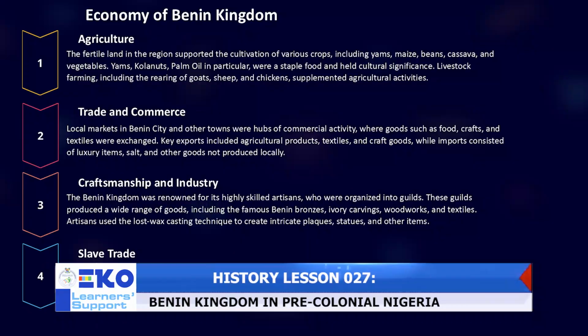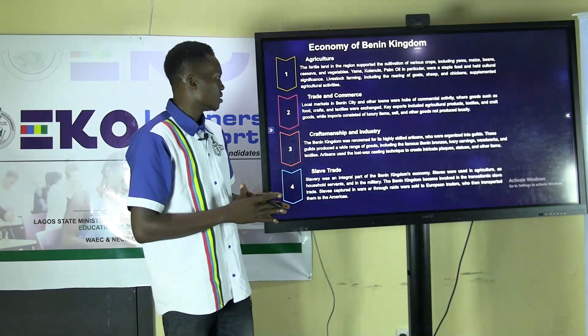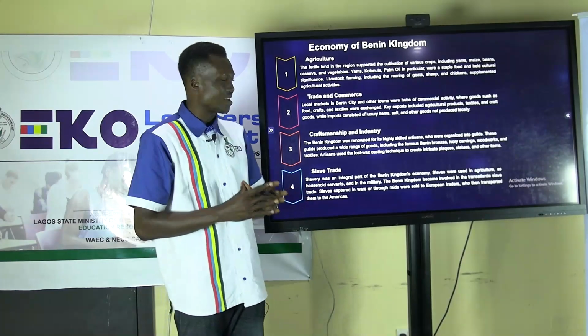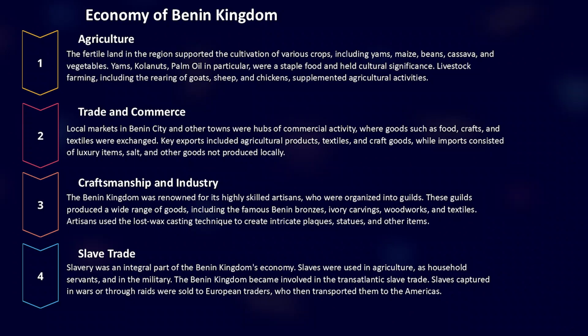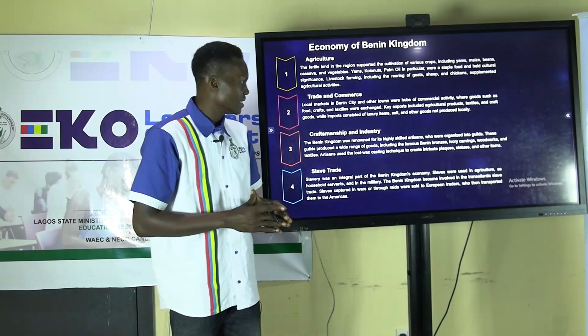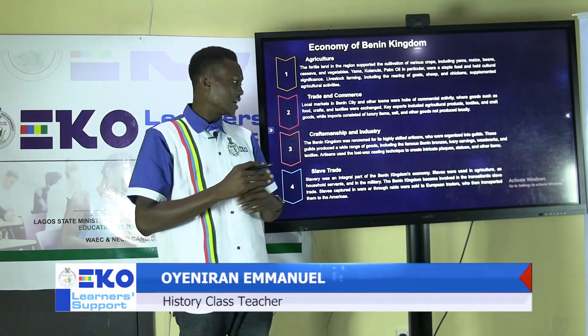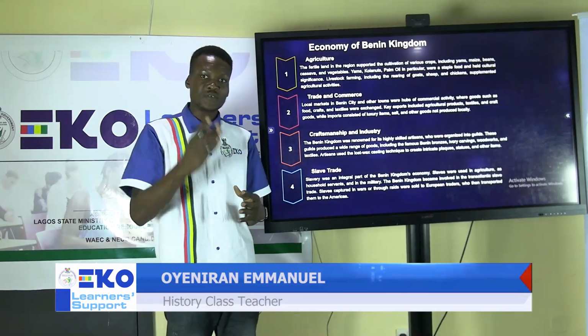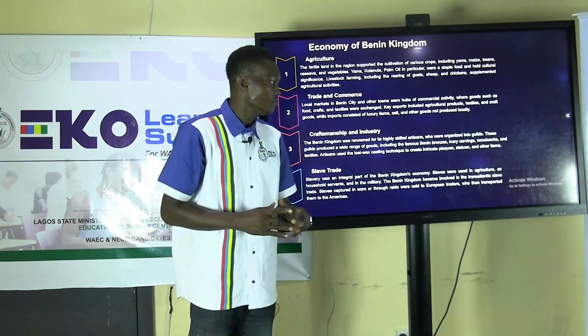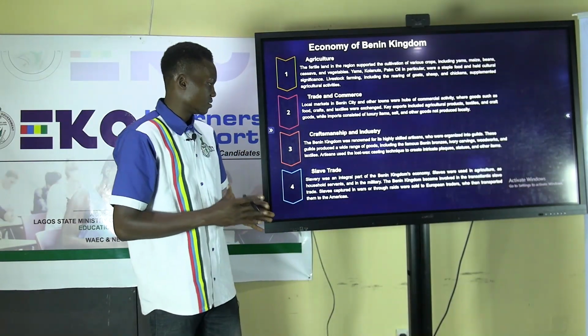Trade and commerce. Local markets in Benin City and other towns were hubs of commercial activities where goods like food, crafts, and textiles were bought and exchanged. Also, craftsmanship and industry. Benin Kingdom was renowned for its highly skilled artisans who were organized and ensured that they produced a wide range of goods. Among the most famous are the Benin bronzes, ivory carving, and the like.